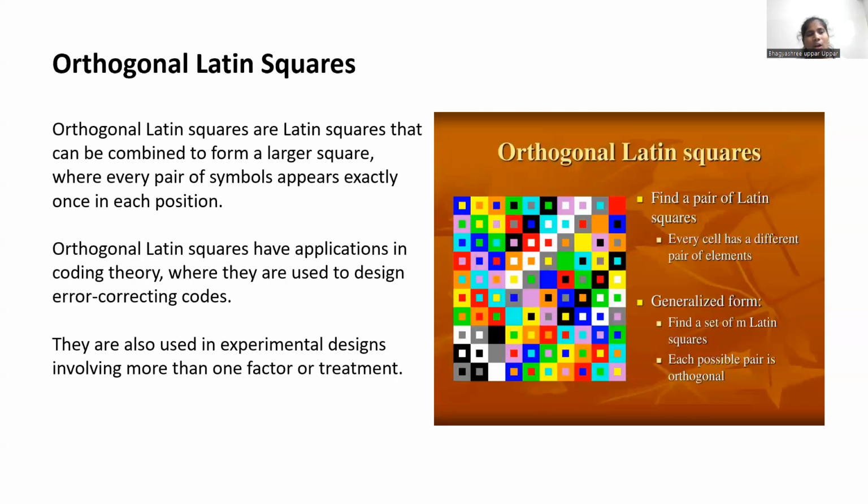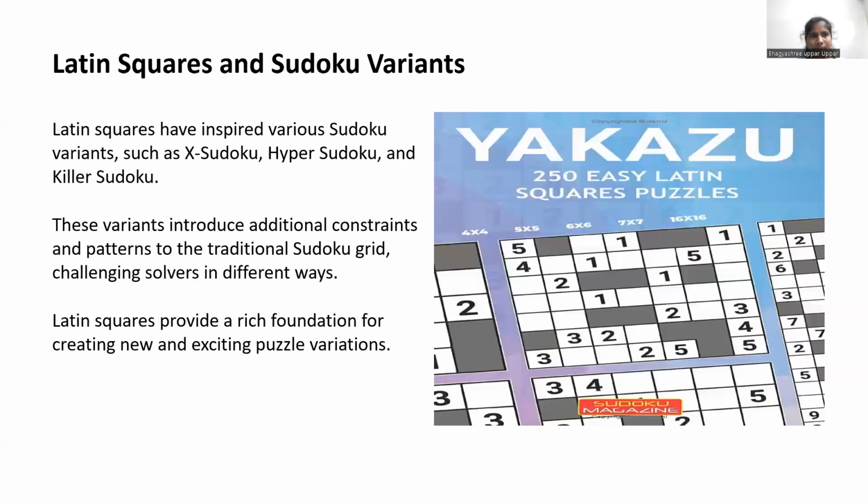Orthogonal Latin squares. Orthogonal Latin squares are Latin squares that can be combined to form a larger square where every pair of symbols appears exactly once in each position. Orthogonal Latin squares have applications in coding theory where they are used to design error correcting codes. They are also used in experimental designs involving more than one factor or treatment.